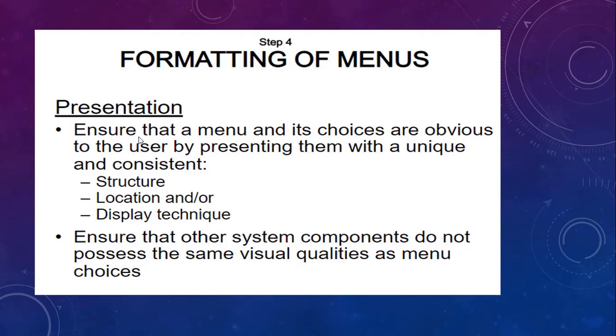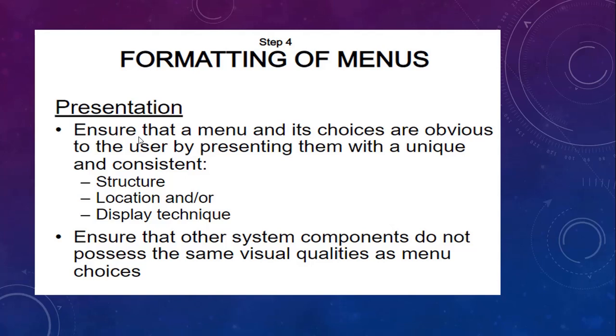Again, the menu has to be consistent with the structure, consistent with the location, and also the display technique. If the menu is displayed in a particular location, it has to maintain the consistency again. Whenever the user retrieves the same menu, it has to be presented in the same location itself. It should not change the location of the menu. And in the same structure in which it was presented earlier. So that is maintaining the consistency in the display or presentation of the menu.